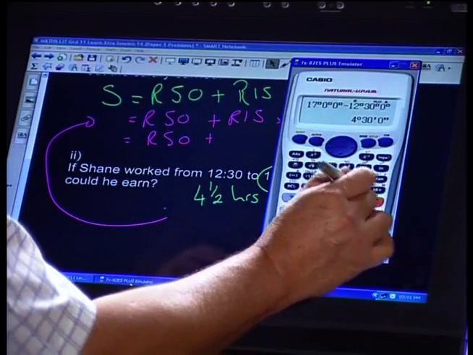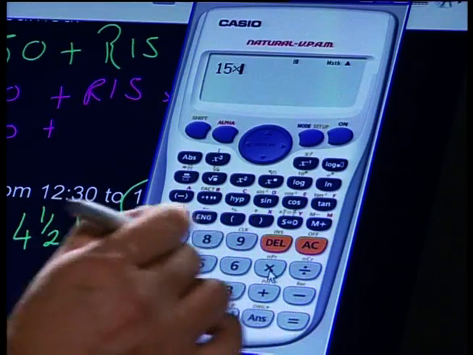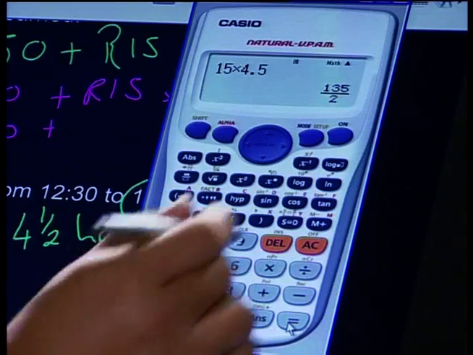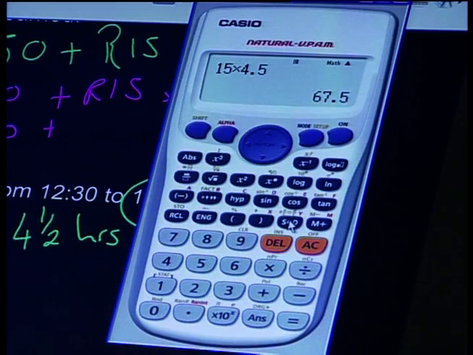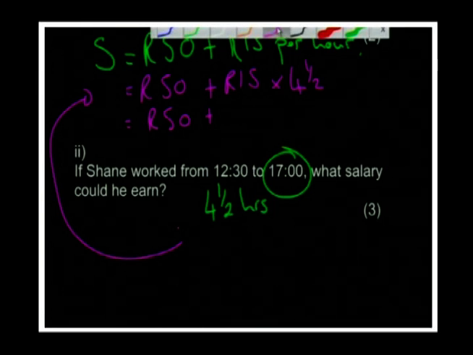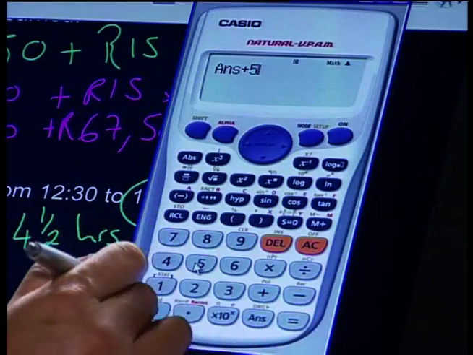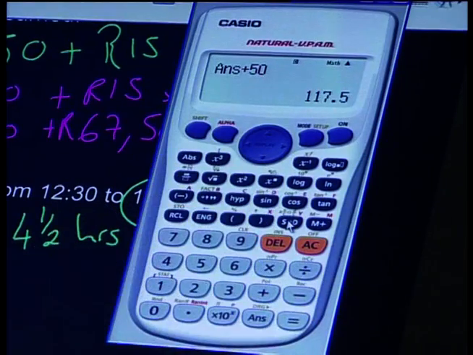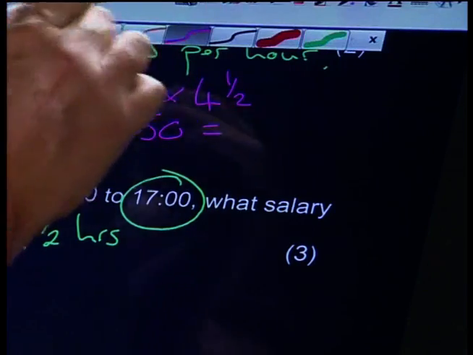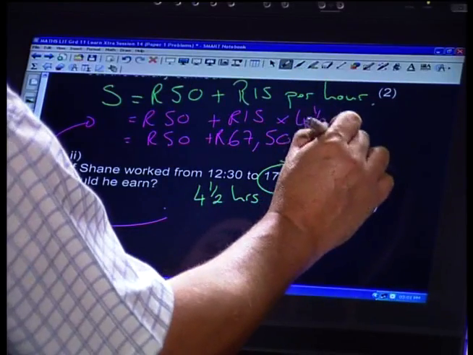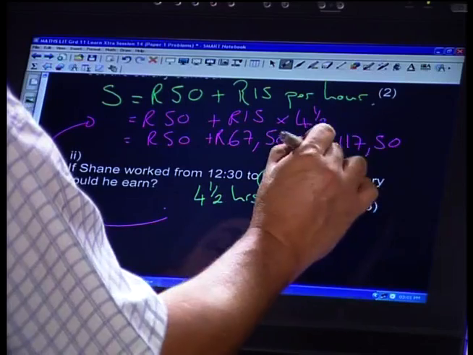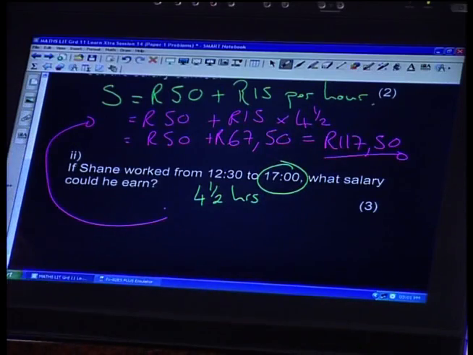Let's do that. We're going to say 15 multiplied by 4.5, and we get an answer then of 67.5. So 67.5, or 67,5, but it's in Rand, so it's 67 Rand 50 cents. And then to that, we're going to add 50 Rand. And our final answer then is 117 Rand 50 cents. So 117 Rand and 50 cents.